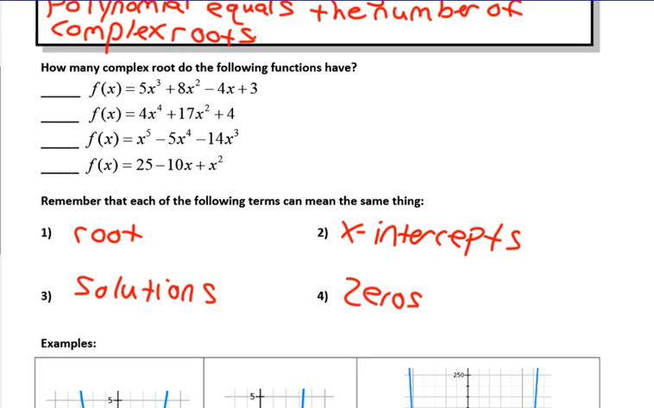So this is saying that the degree equals, what's another word for degree? Root. What's the degree of this? 3. So the degree is 3, so this function has 3 complex roots. It has 3 solutions. It has 3 zeros. All right, what about the next one? What's the degree? 4. So how many complex roots does it have? 4. Okay, do the next two on your own.